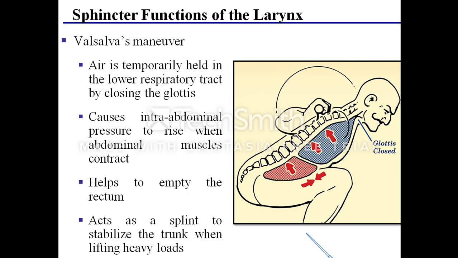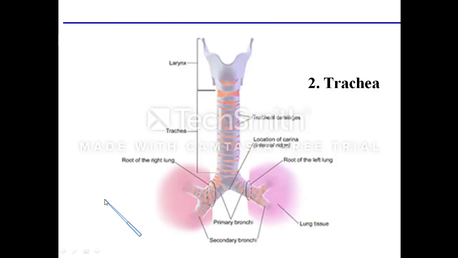How does the lower respiratory tract hold the air? Whenever the glottis is closed. When the glottis is closed, the lower respiratory tract holds the air, which creates intra-abdominal pressure, which helps to lift a heavy load. This mechanism of holding or creating pressure inside is called Valsalva's maneuver. This procedure also helps in emptying of the rectum, the process of defecation.